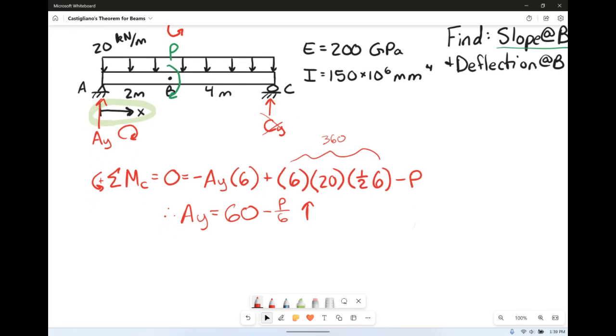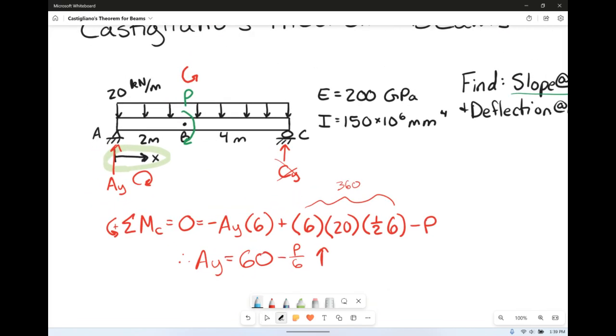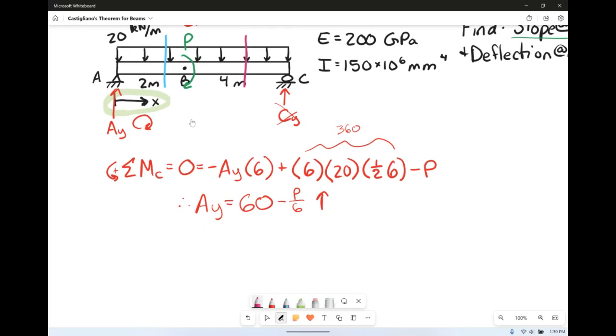So now we need to make a cut. We're going to have to make 2 cuts. We have 1 cut before the applied P load, and we have a second cut after the applied P load, or moment, I should say. So let's analyze it section by section. So for section 1, we're going from 0 to X, and the maximum distance for X is 2 meters.